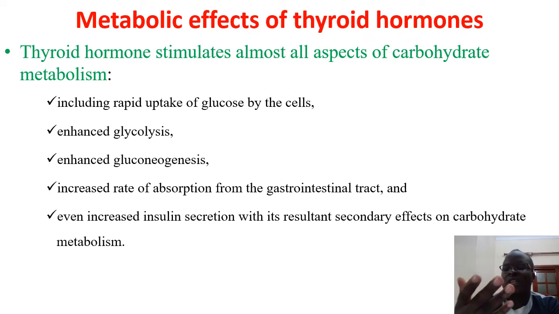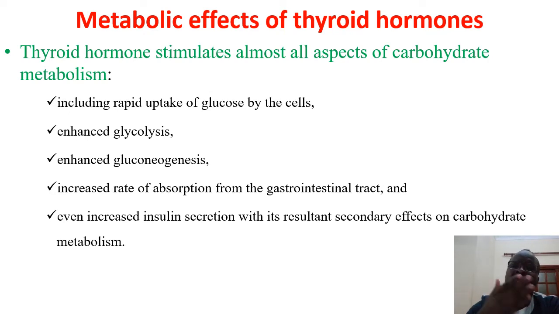So if you have insulin, even the internalization of glucose by muscle cells, adipose cells, and all other cells of the body that can respond to insulin will increase. So it is important to have thyroid hormones to increase the rapid uptake of glucose by the cells, enhance glycolysis, and also enhance gluconeogenesis. Gluconeogenesis, you know, is the production or synthesis of glucose from non-carbohydrate sources.